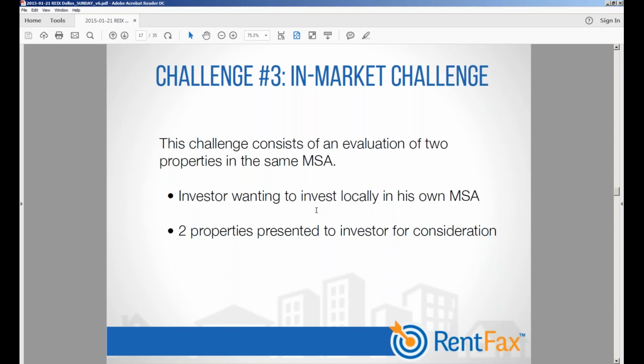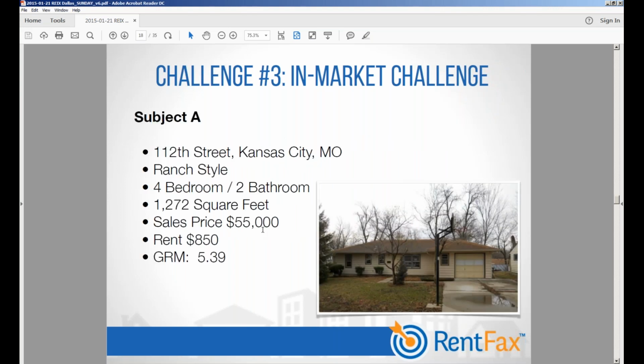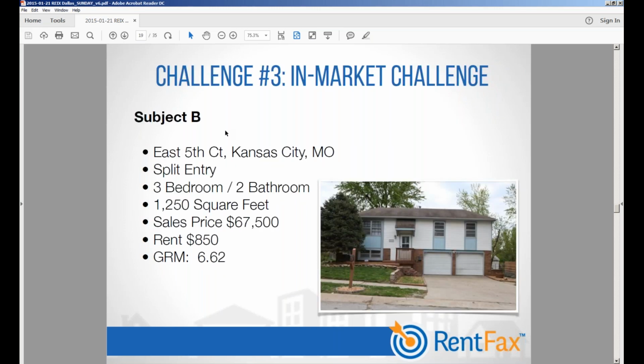So in this particular example, they're looking at 2 properties to consider. The first property, subject A: 4-bedroom, 2-bath, 1,200 square feet. It was selling for $55,000, rented for $850. It had a gross rent multiplier, which is just a ratio between the sales price and the annual gross rent revenue, of 5.39. The second property, subject B, both these in Kansas City: 3-bedroom, 2-bath, 1,250 square feet. Price was $67,000, rent $850, gross rent multiplier 6.62.